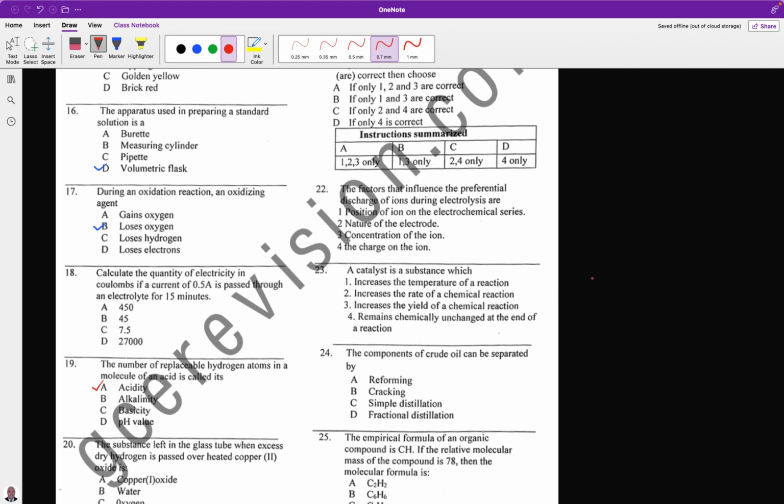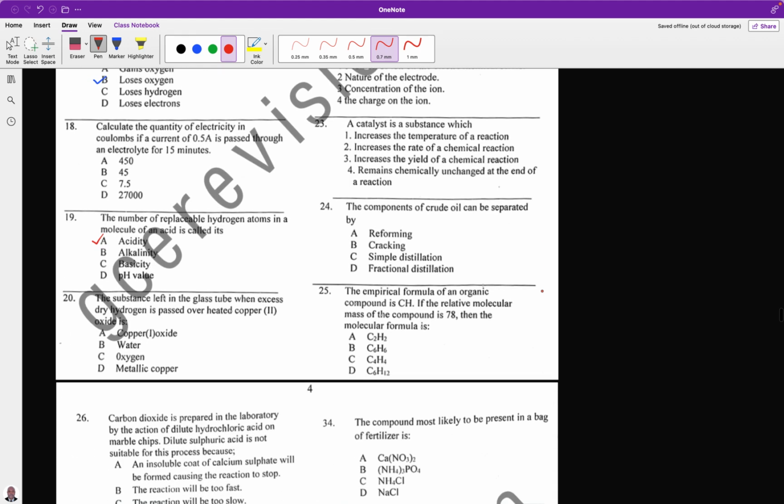pH. So it's the same thing. We can calculate the pH from the hydrogen ion concentration. So the number of replaceable hydrogen atoms in a molecule of an acid is called acidity. So A is the right answer.